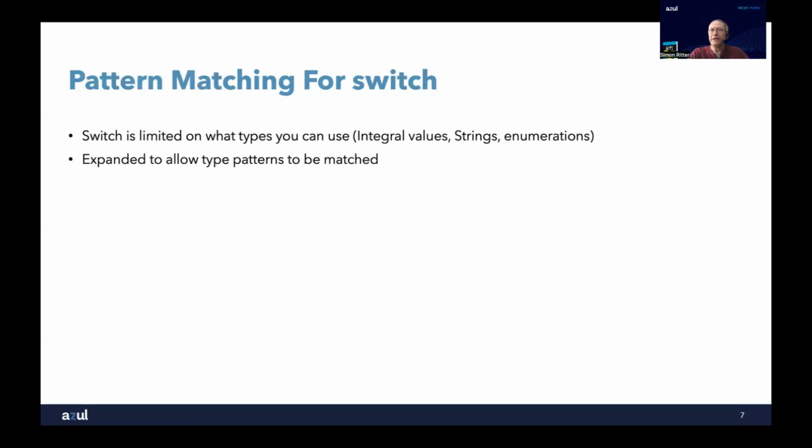Now, we can extend pattern matching to other areas of Java. One of those is switch. So this was another thing that came a little bit later than pattern matching for instanceof. If we look at the way that switch works in Java, up until now, you've been fairly limited in what you can switch on. Essentially, you can switch on an integral value, a number, strings, or enumerations. What we've now done is expand that to allow patterns to be used on types.